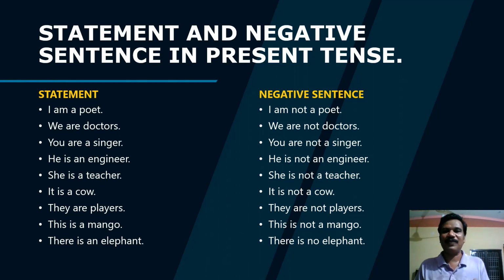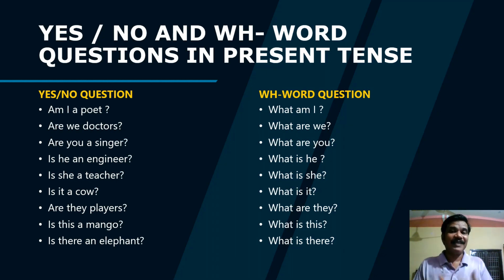So in place of nouns like poet, doctor, singer, you can use your own sentences. Write it in your notebook and practice and create different sentences with the be form. Now let's learn how to change a statement into a yes or no question and a WH word question.